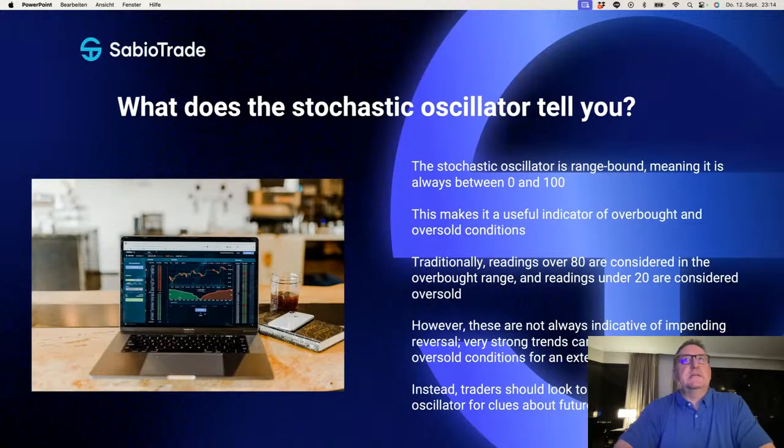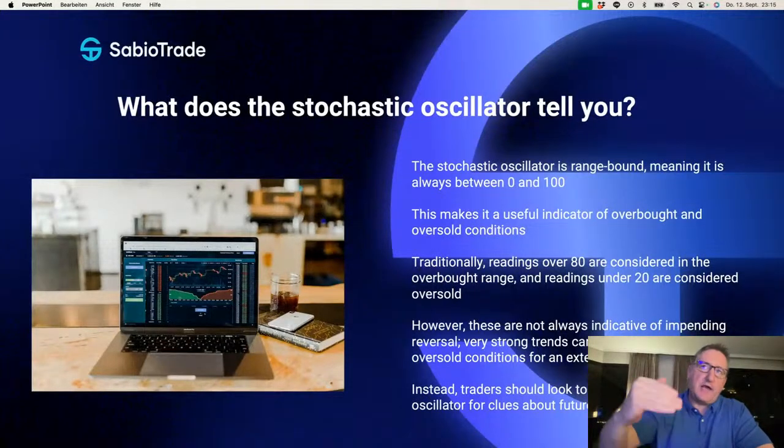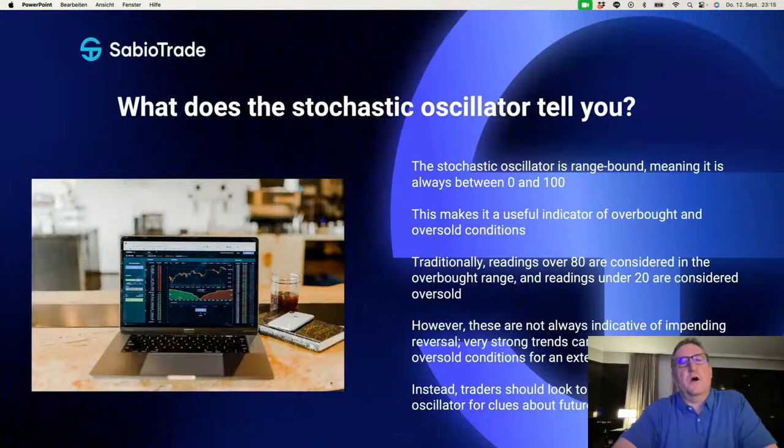So let's see what this stochastic oscillator tells us. It's range bound. It's kind of simple, meaning it is always between 0 and 100. And we have on the bottom the 20 line, and on the upper the 80 line. Over the 80 number, we call it overbought. And below 20, we call it oversold price. And this is how you can use it.